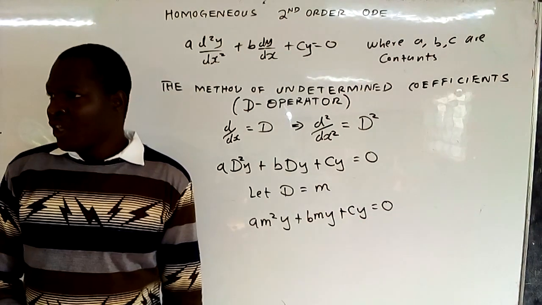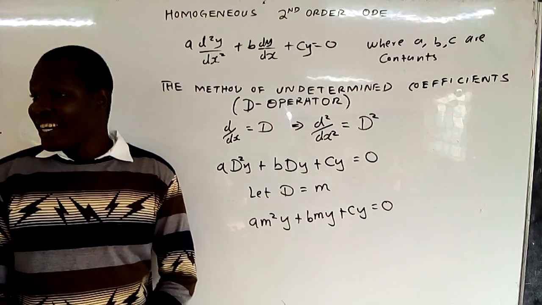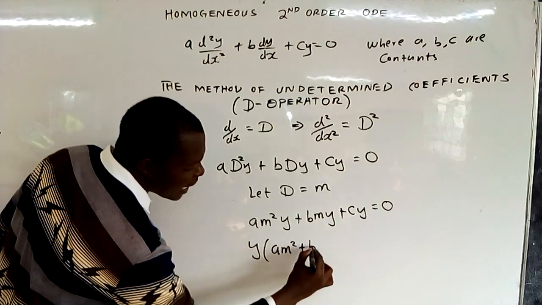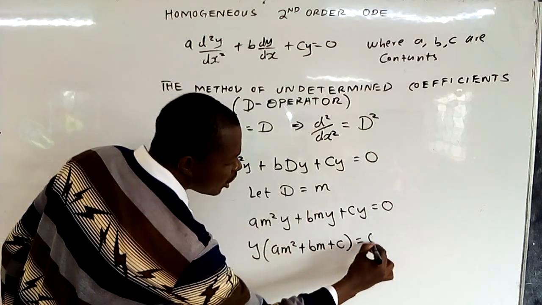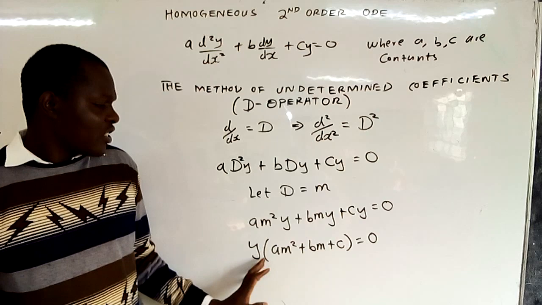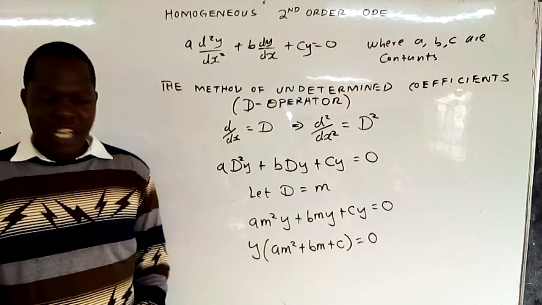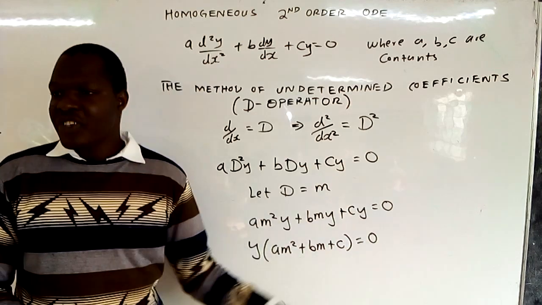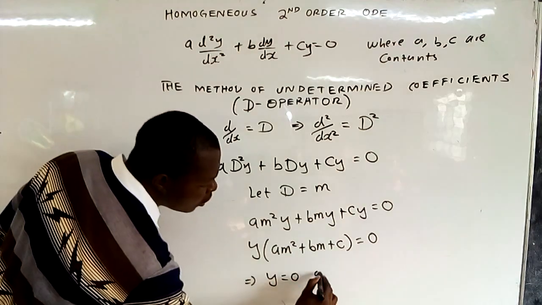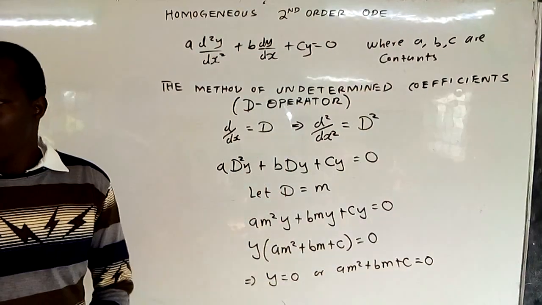From here, you can see y is a common factor. You can factorize out the common factor, so if you factorize out y, you are going to remain with a m squared plus b m plus c is equal to 0. What is the implication here? This is a product of two factors giving you 0, which implies either the first factor is 0 or the second factor is 0. So either y is 0 or a m squared plus b m plus c is equal to 0.